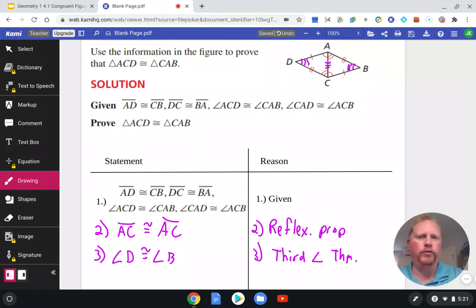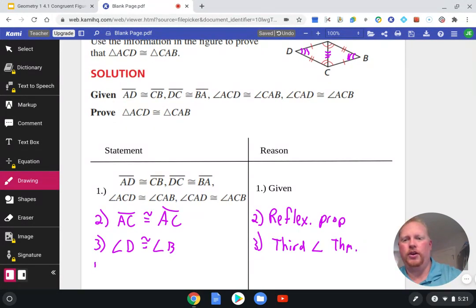So now I have it on record in the proof that all 3 sides in one triangle are congruent to all 3 sides in the other. All 3 angles in one triangle are congruent to all 3 angles in the other. So I have listed all 6 pieces of information here. So I can now say that triangle ACD is congruent to triangle CAB.